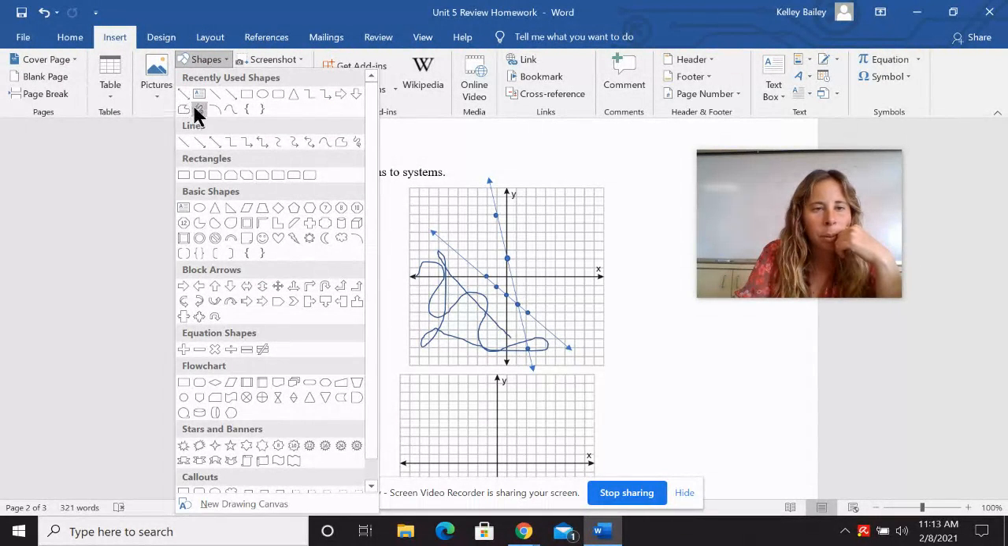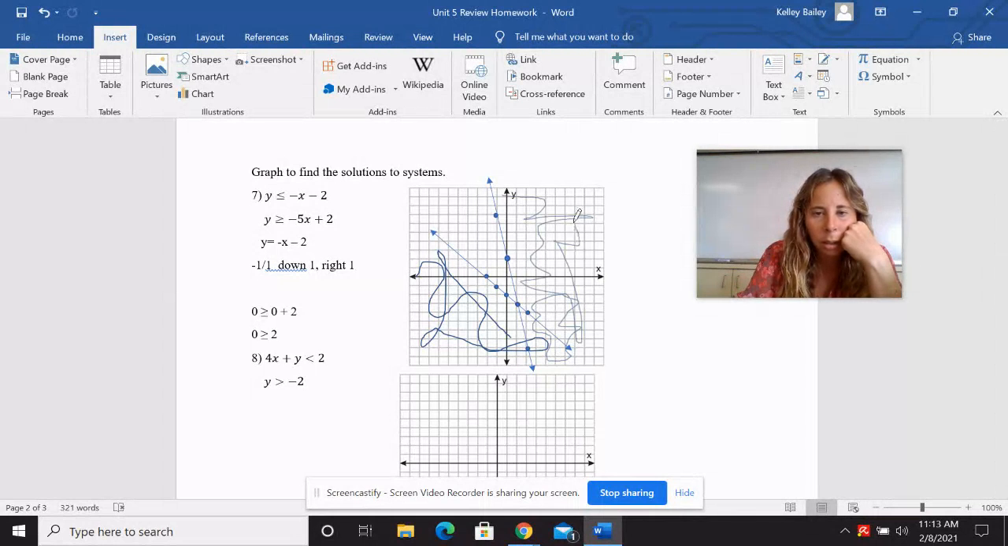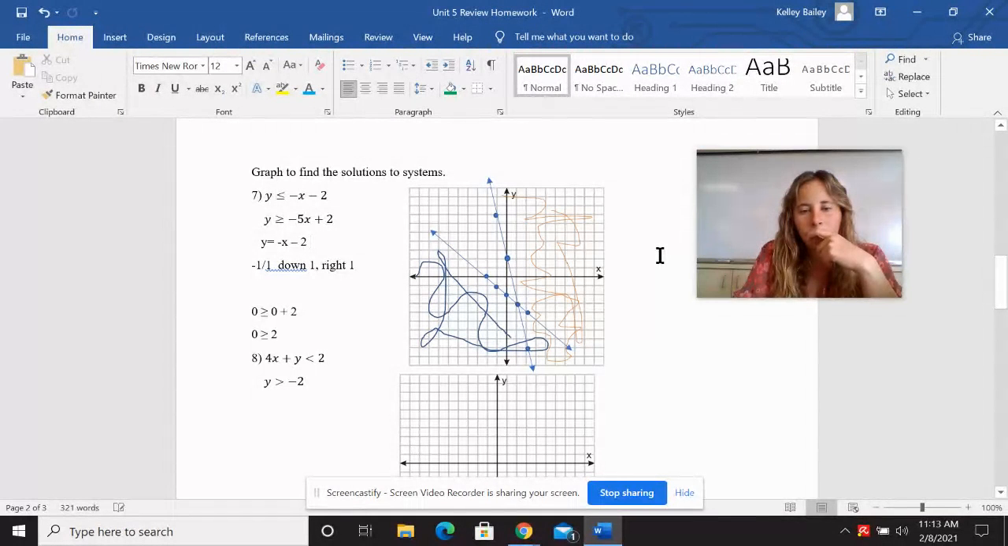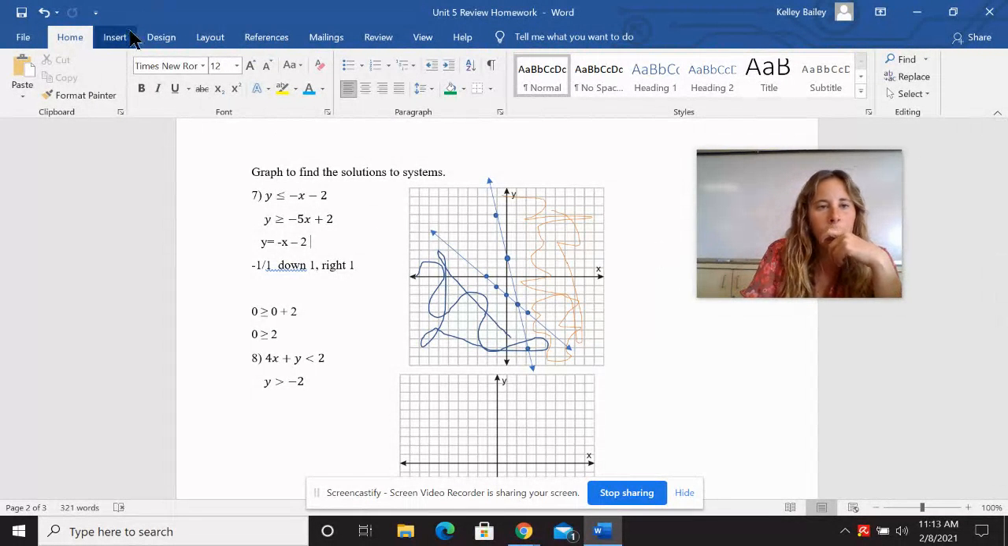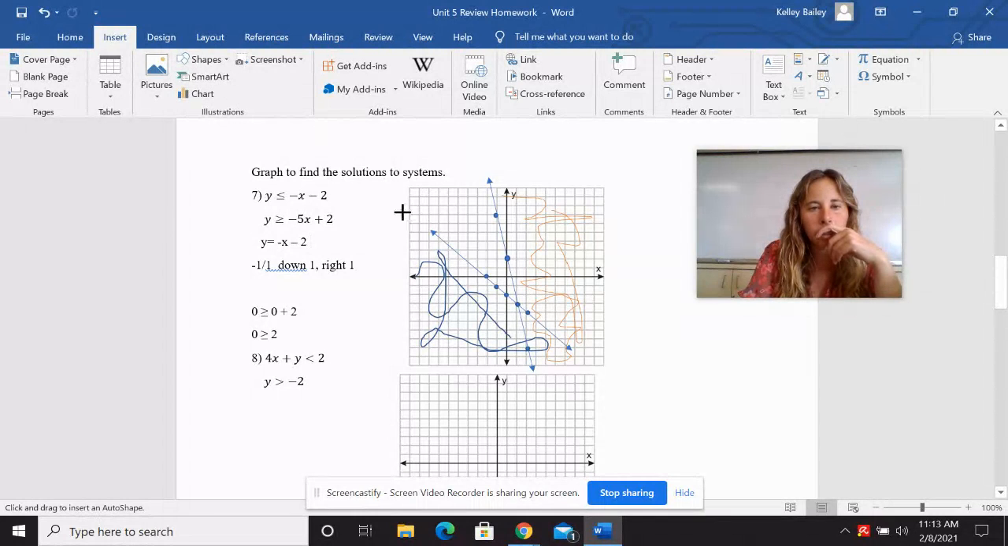Let me see if I can scribble with a different color here. I'll try and change this color after I scribble. So 0, 0 did not work, so we have to shade the other side of the line. See if it lets me change the color. There we go. Okay, so let me go back and reshade this one a little bit. So your answer is where they overlap, where the shading overlaps. So this one was shaded over here.